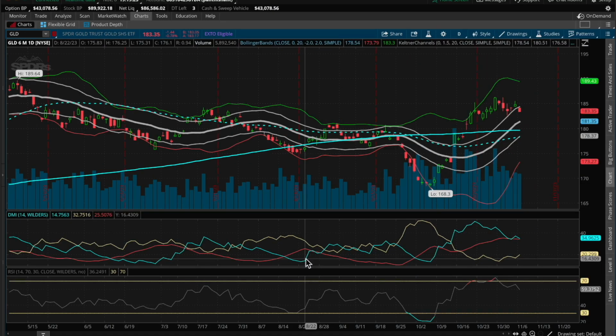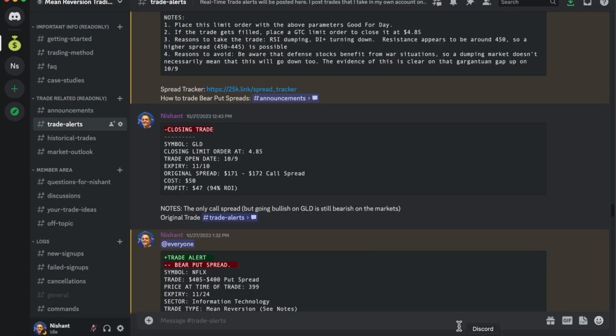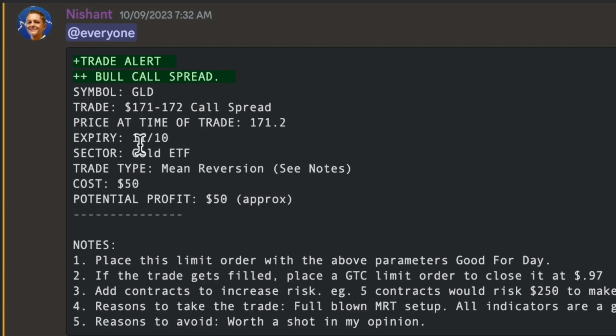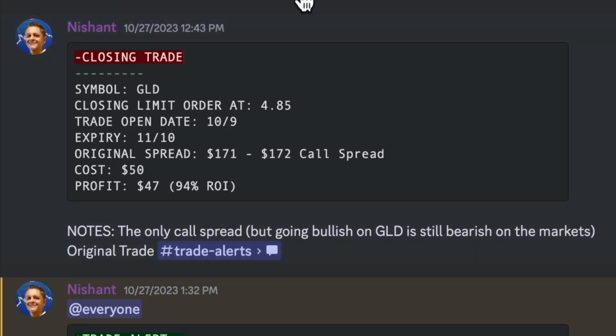Now, if we fast forward, we opened this trade on 10/9, and if you go back to the trade alert, it was opened on 10/9 and the expiration is 11/10. So what you see here is the closing trade alert for GLD. On 10/27, I was able to close this trade at 94% ROI, although the trade can yield 100% ROI, but I prefer to close it slightly early to avoid exercise or assignment, any such scenarios. So on 10/27, I closed this trade.